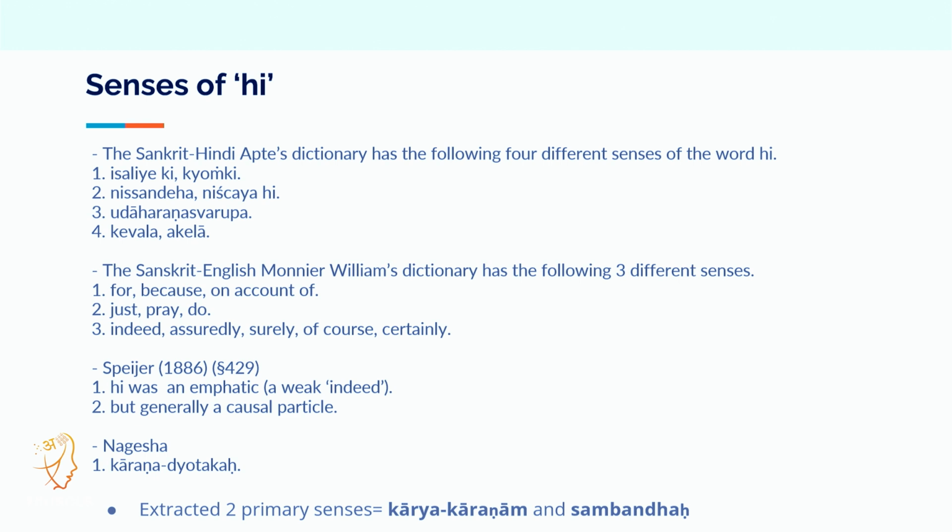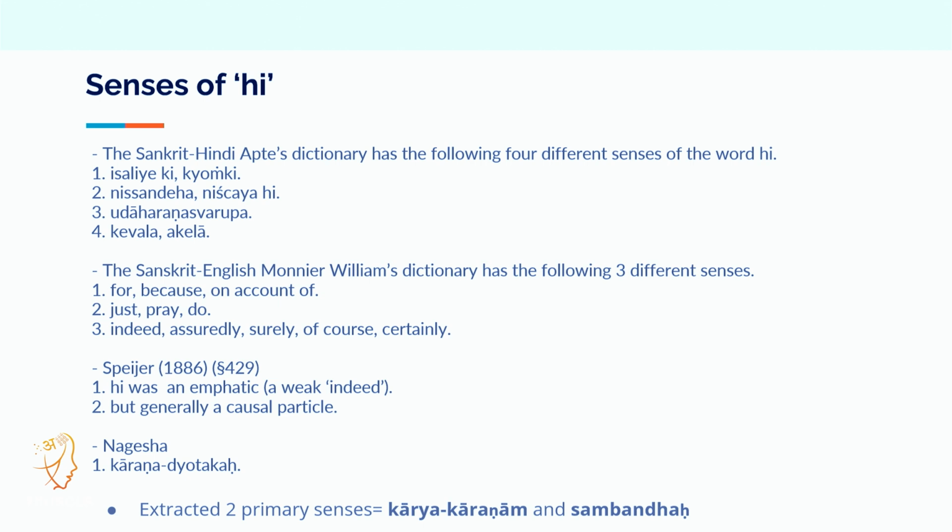So let us look at the case of he, where we worked on the disambiguation of the marker he. There are 4 relations as per the Sanskrit-Hindi Apte dictionary, and 3 relations in the Sanskrit-English dictionary of Monier Williams. And Spicer lists 2 relations, where he says that he was earlier considered an emphatic marker, similar to the weak "indeed", but generally he is marked as a causal particle. And Nagesha categorically says that he is a Karana Dyotakaha.